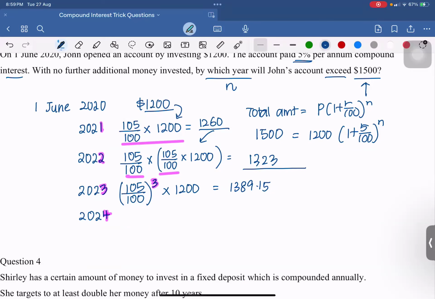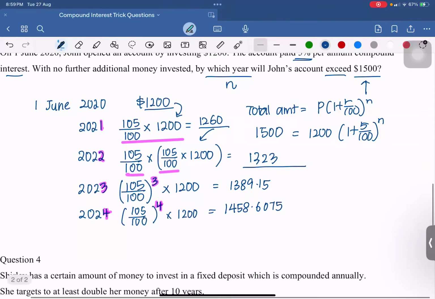Year 4. What will be this working here? 105 over 100 to the power of 4, correct. Then times 1,200. And I get 1458.6075. Very near already, very near already.